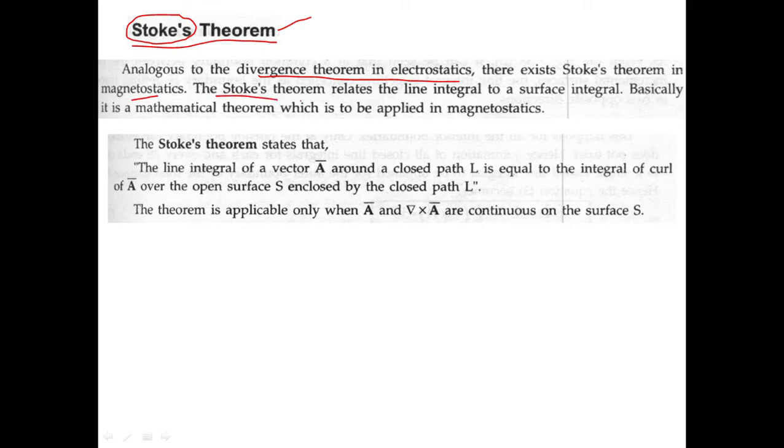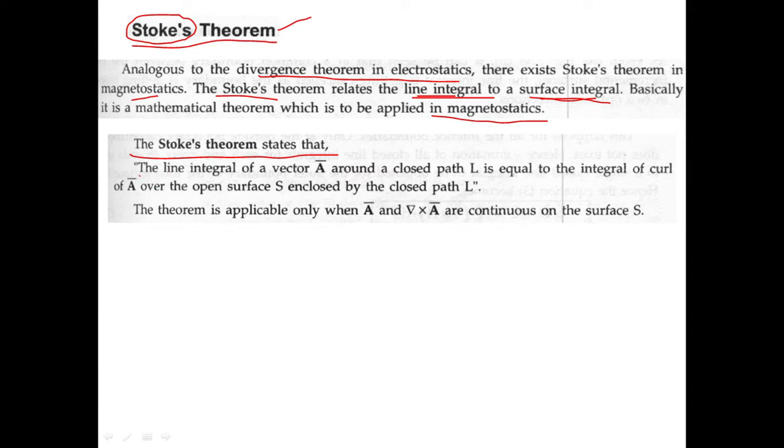The Stokes theorem relates the line integral to the surface integral, whereas the divergence theorem related the surface integral to the volume integral, that you have to know, right? So Stokes theorem relates line integral to surface integral. Basically, it is a mathematical theorem which is to be applied in magnetostatics, right? Now we'll see the statement of Stokes theorem. You'll understand the statement when we are doing the proof.